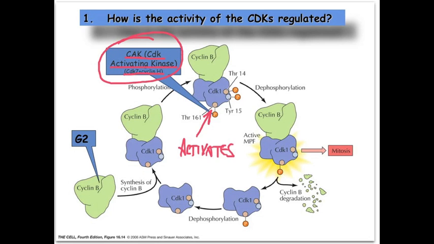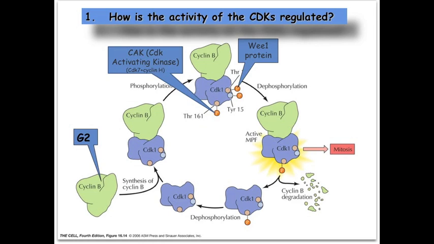However, right after CDK1 is phosphorylated by CAK, there is another phosphorylation event that takes place, this one mediated by the Wee1 protein. And this phosphorylation event is an inhibitory phosphorylation event because it inactivates CDK1. So before CDK1 can be fully activated, the phosphorylation event that is enacted by the Wee1 protein has to be eliminated.